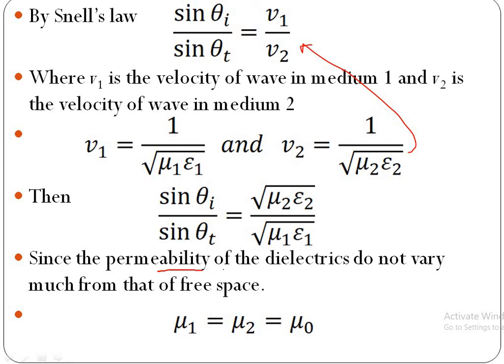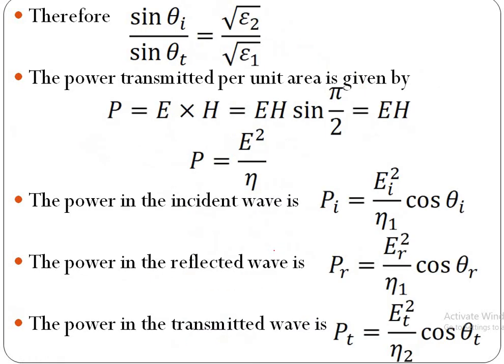Since the permeability of the dielectric does not vary much from that of free space, that means the permeability of medium 1 is equal to the permeability of medium 2, which is equal to the permeability of free space. Now substitute mu naught in place of mu2 and mu1, then these two cancel. Therefore, sin theta I by sin theta t is equal to square root of epsilon 2 by square root of epsilon 1. This is Snell's law.